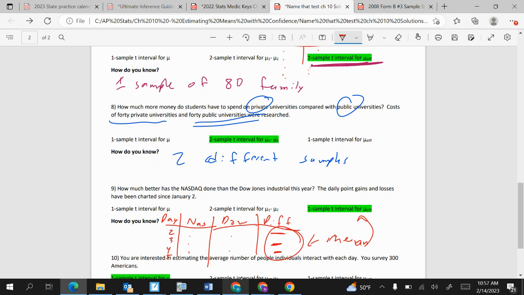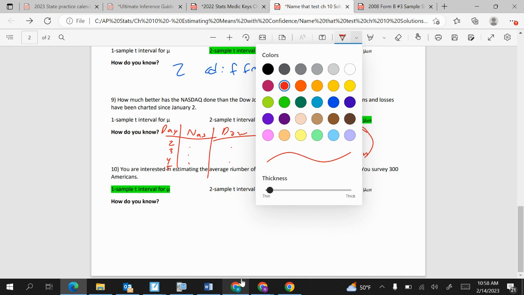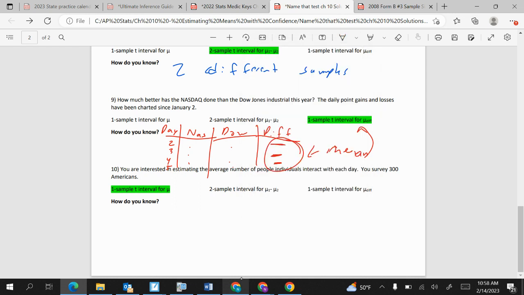All right. Okay, this is the last one. So you are interested in estimating the average number of people individuals interact with each day. You survey 300 Americans. So you're just sampling one sample of 300 people. Which is why it's going to be one sample interval. There's nothing really paired going on here or any difference between the two. It's just one large sample.